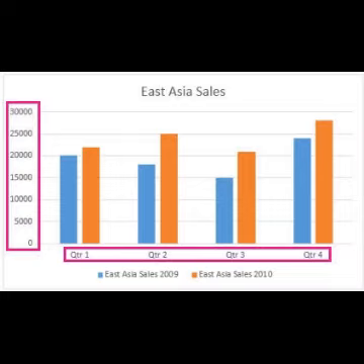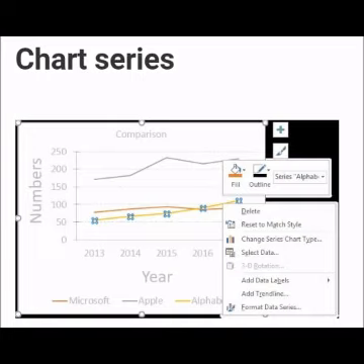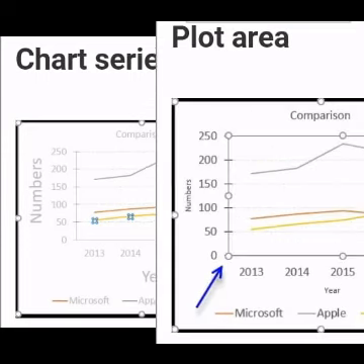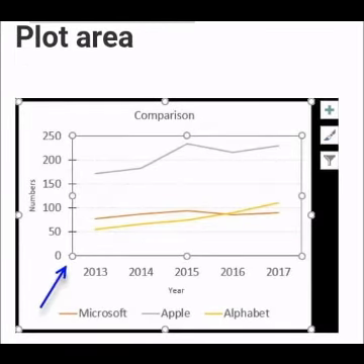Data series. These are bars or other elements that represent data value. They are known as data series. Plot area. This area is within the chart area containing actual chart, data series, category and value axis.